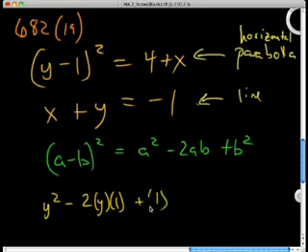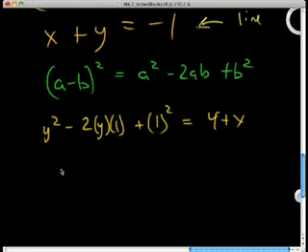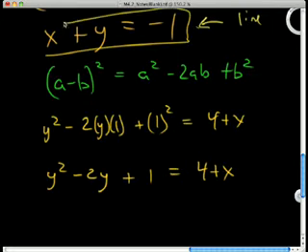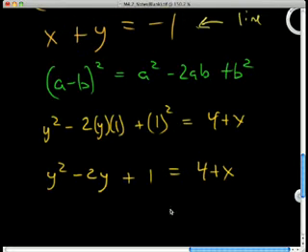Plus 1 squared equals 4 plus x. And keep simplifying here. And I'll get y squared minus 2y plus 1 equals 4 plus x. And let's actually line it up with this. So I'll bring all my variables to this side, and I'll bring my constants to the other. So what I'll do is subtract 1, subtract 1, subtract x.